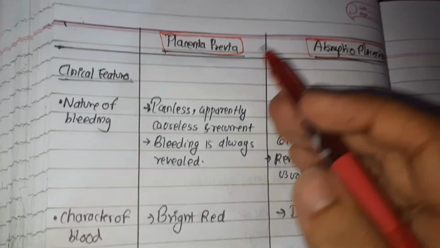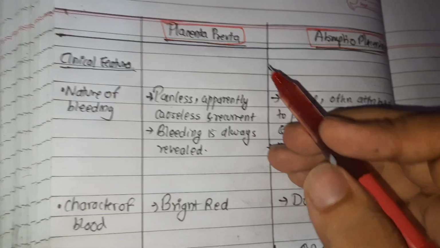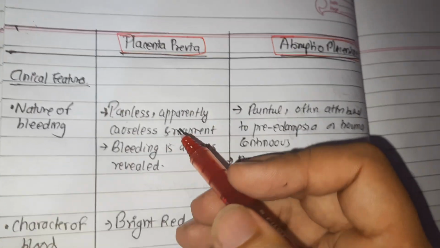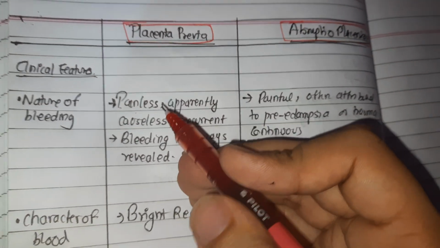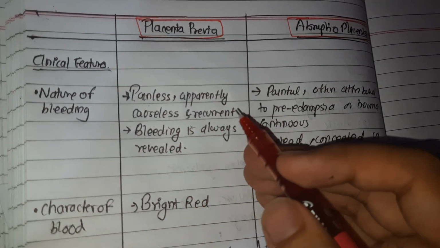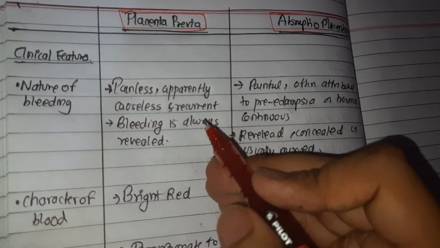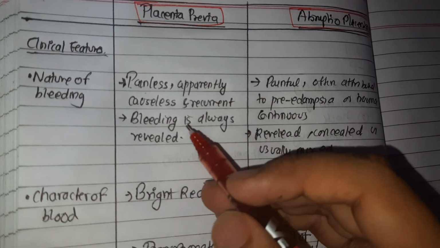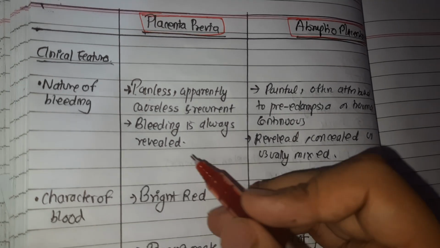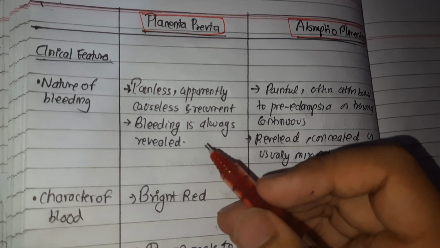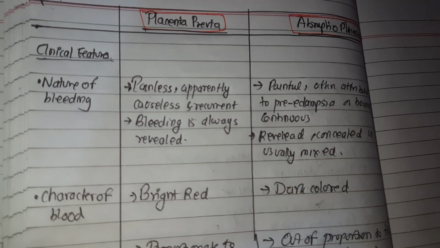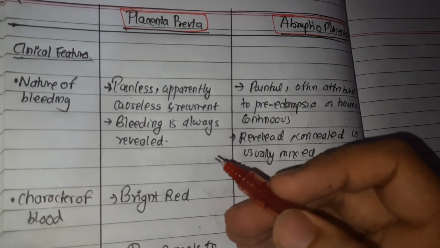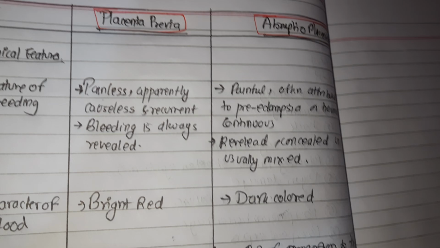So how can we differentiate between these two conditions? First of all, by looking at the clinical picture. In placenta previa, the bleeding is painless, apparently causeless, and recurrent, and the bleeding is always revealed. We can see the bleeding; it is conspicuous. We can see the bleeding coming out from the vaginal canal if we examine.